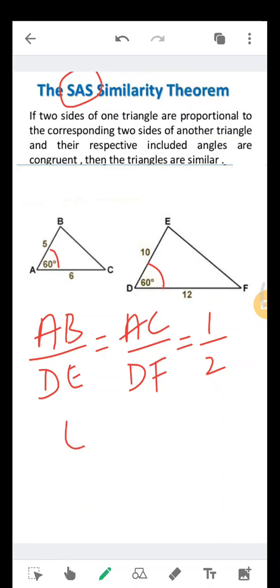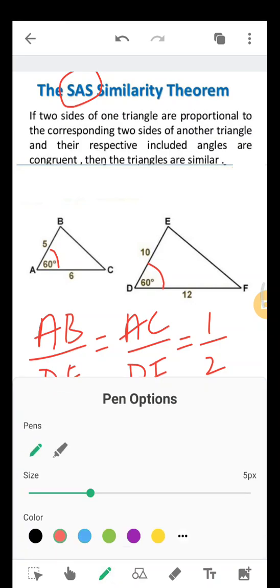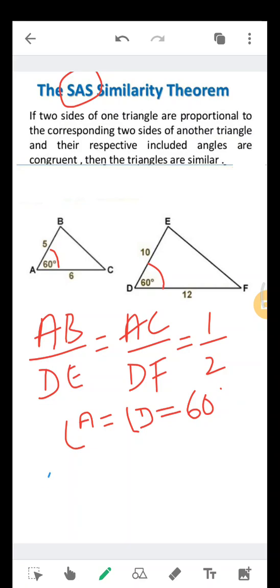So angle A is equal to angle D here. Angle A is equal to angle D, that is equal to 60 degrees. So I can say that these two triangles are similar by SAS similarity. Therefore, how to name the triangle now? It's very simple, just take the first two letters of the first ratio.